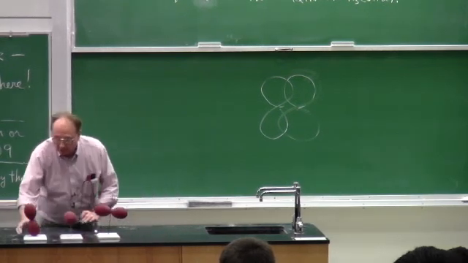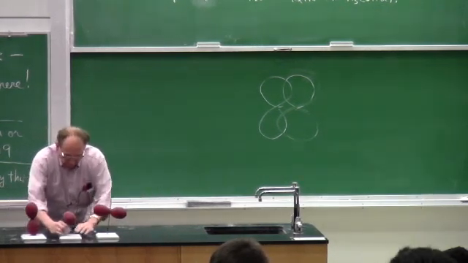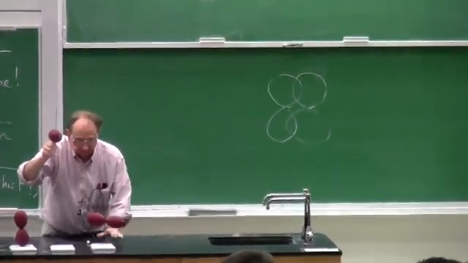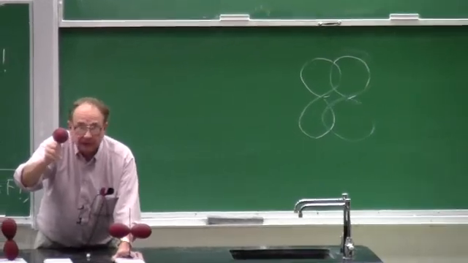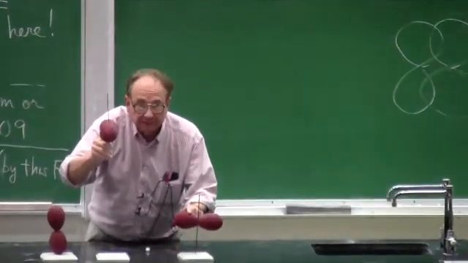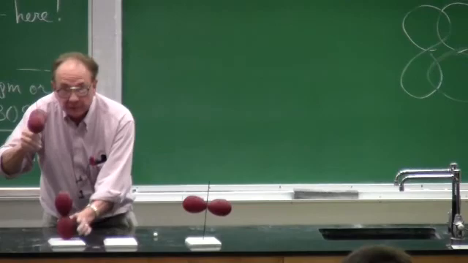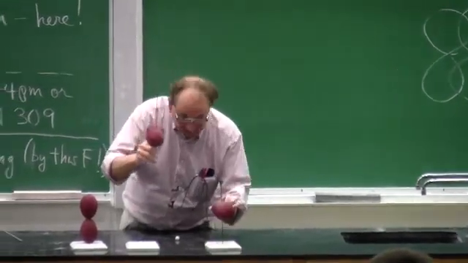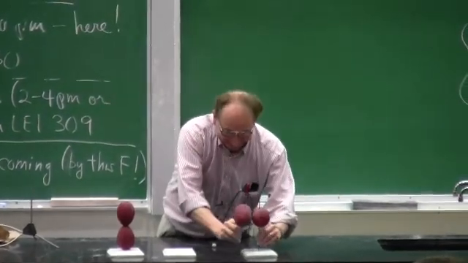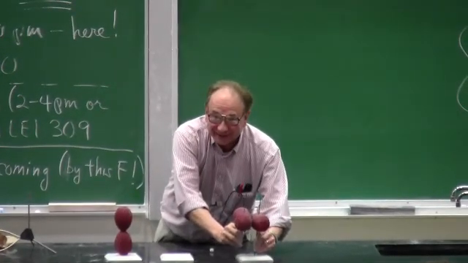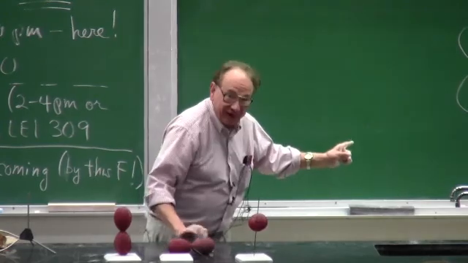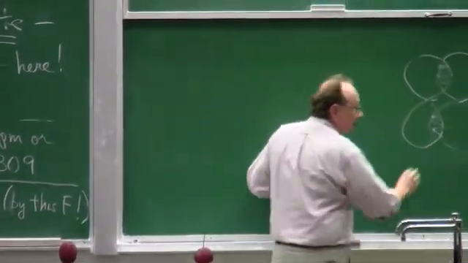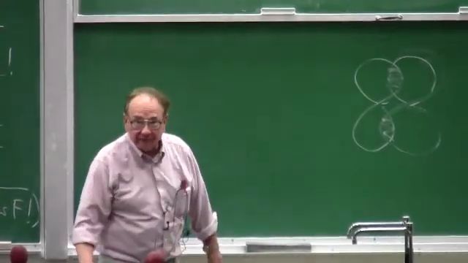If this p orbital is going to make a pi bond with another p orbital, can this p orbital make a pi bond with this p orbital? Yeah, how about that? Because now they're mutually parallel, and I can get this kind of overlap. Pi bond, 2 regions of overlap. Sigma bond, 1 region of overlap.